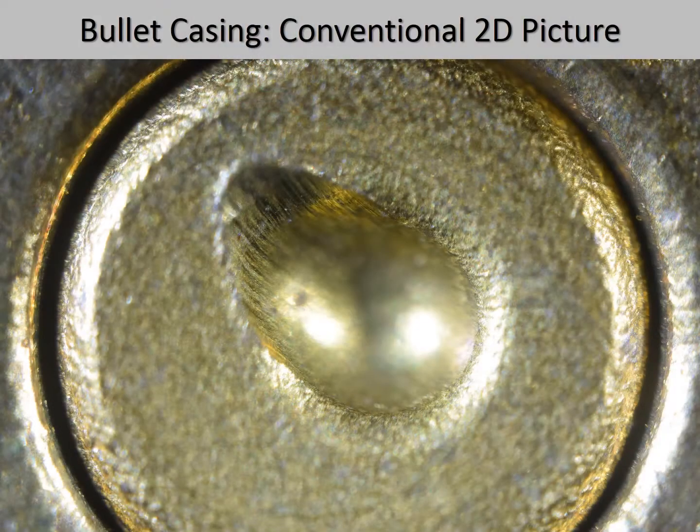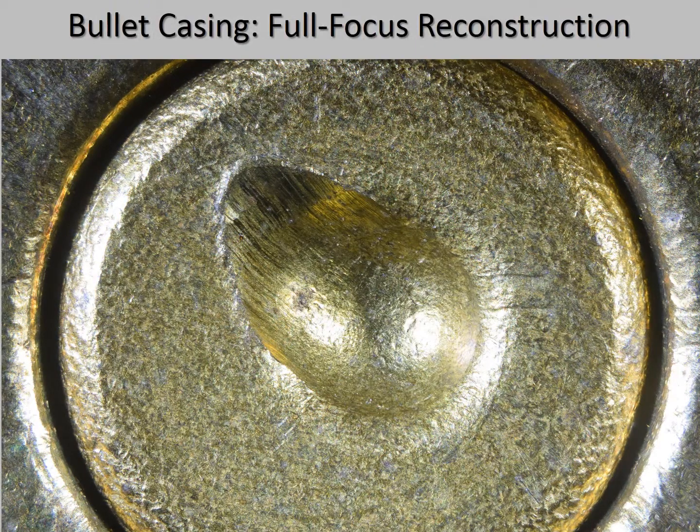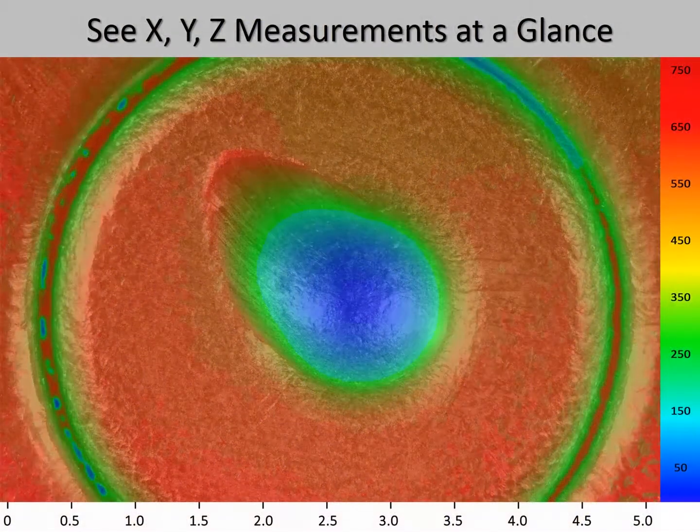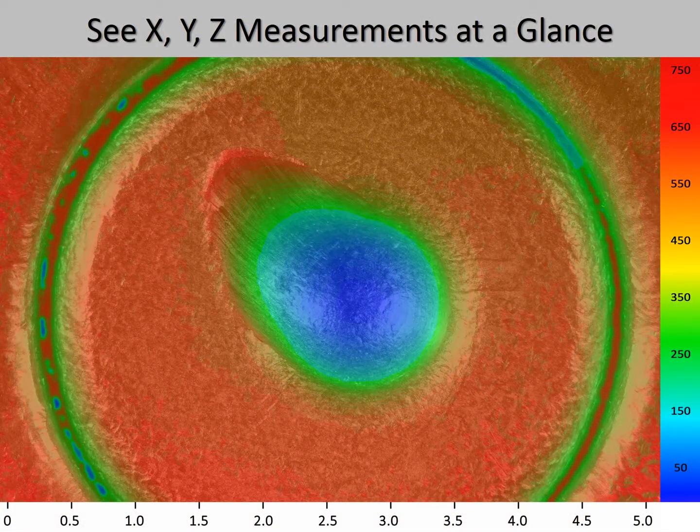This is a conventional two-dimensional image of the end of the bullet casing, and as we can see, only a small portion of the image is in focus. Compare that with the full focus image that is produced by the Edge 3D microscope. The addition of the color-coded depth image allows one to quantify the exact shape that the firing pin produced in the shell casing when the bullet was fired. It shows there is a depth of 750 microns from the top to the bottom. The bottom of the pit is 0, as shown in blue, and the highest point is shown in red.